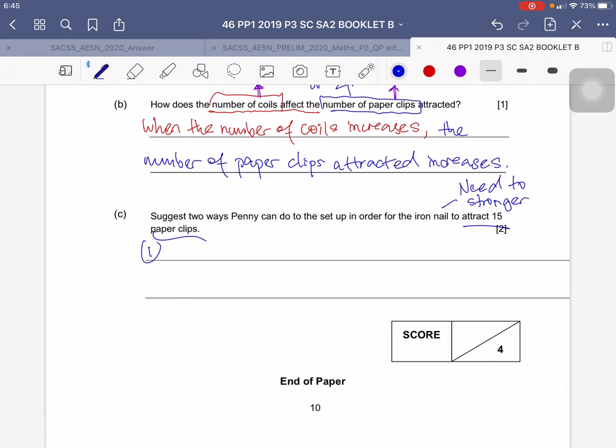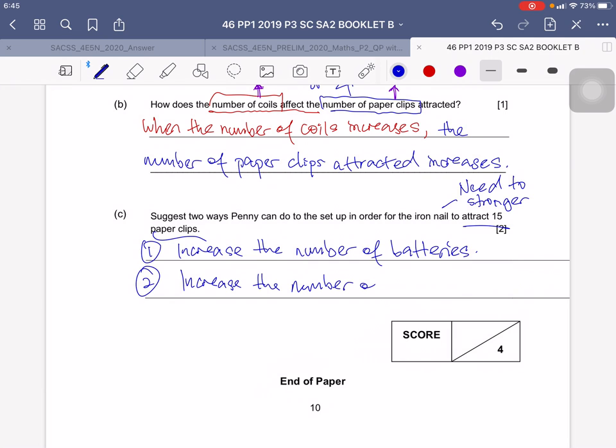So number one, increase the number of batteries. Okay, number two, increase the number of coils around the iron nail. Alright, so children, these will be the two ways that you can make the electromagnet become stronger.